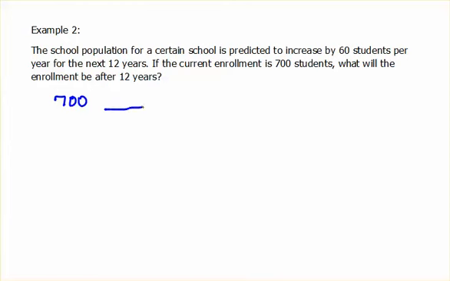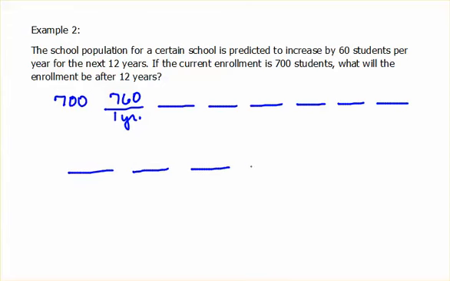So after 1 year, if we were to increase by 60 students, that would make us have 760 students, true? So now we can figure out what 2, 3, 4, 5, 6, 7, 8, 9, 10, 11, 12 years would be. All we need to do is really add 60 until we come up with that 12th year.